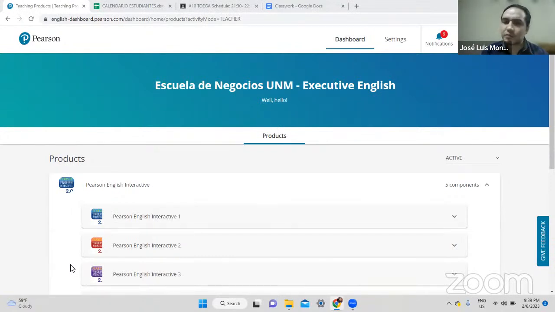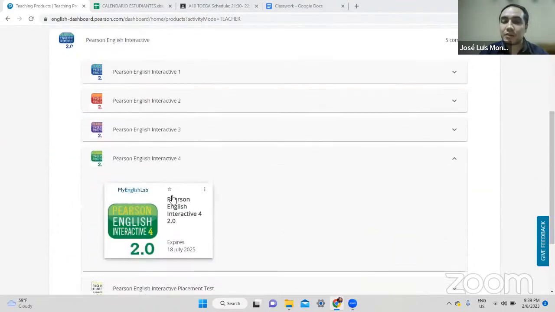Okay, so I'm going to wait. Please tell me when you are in the platform and you see the green product with the new account.